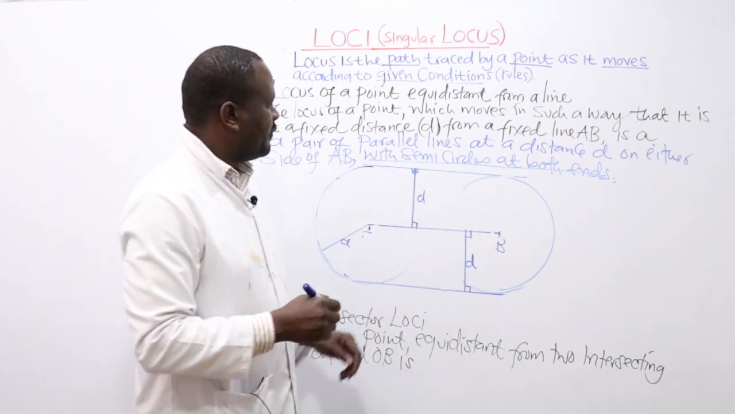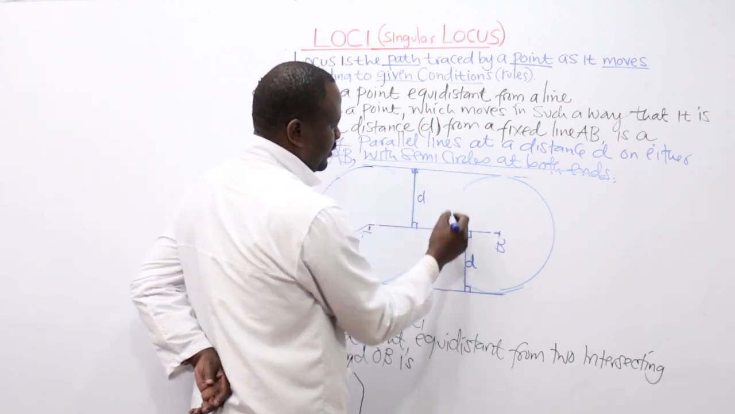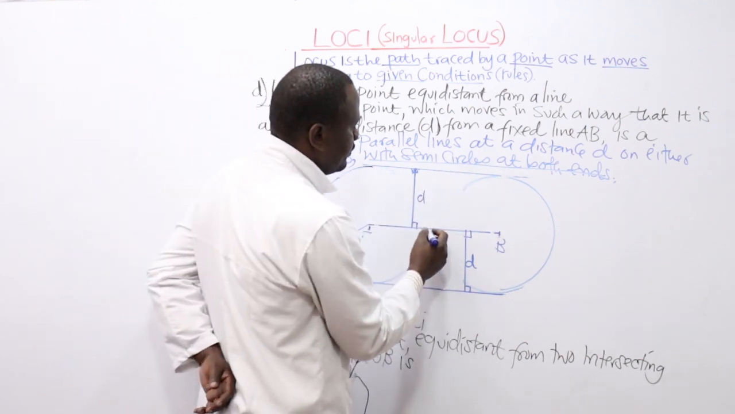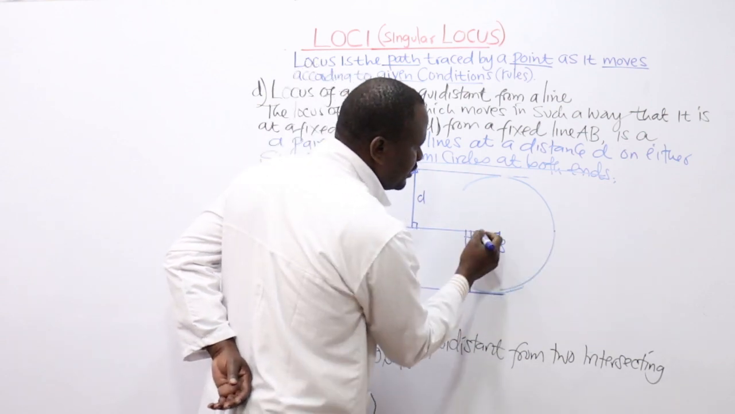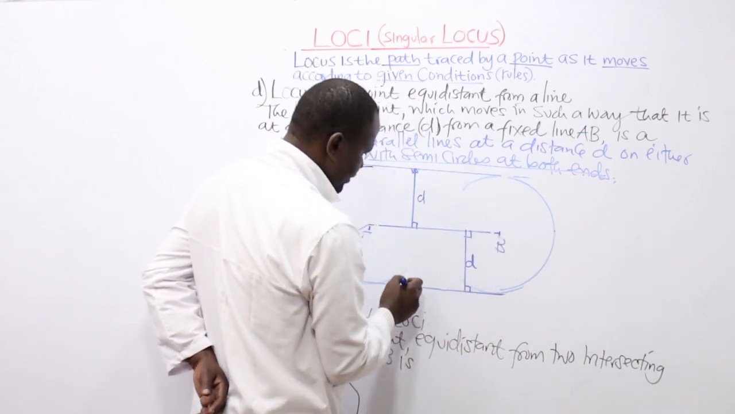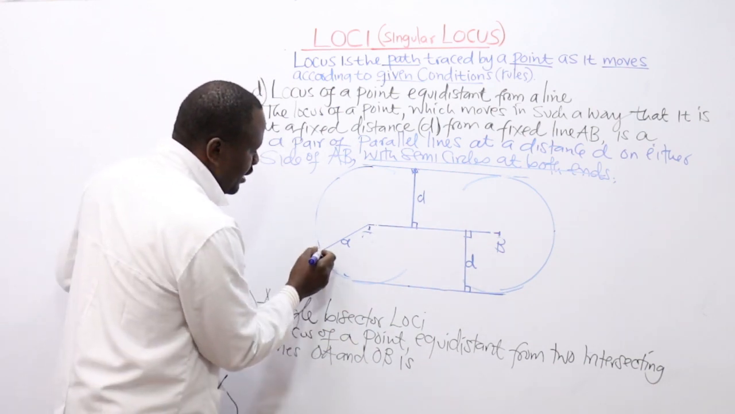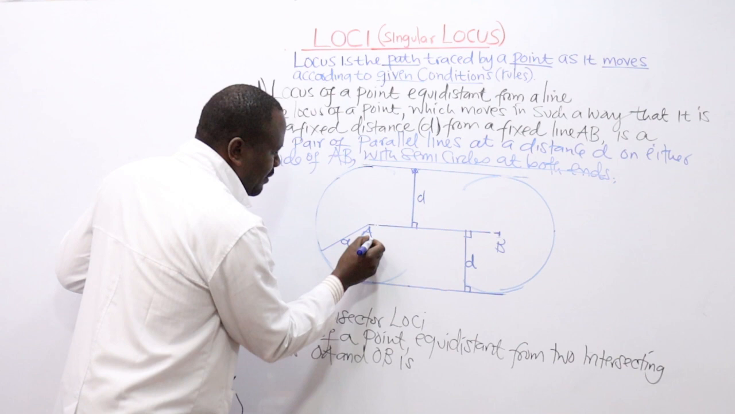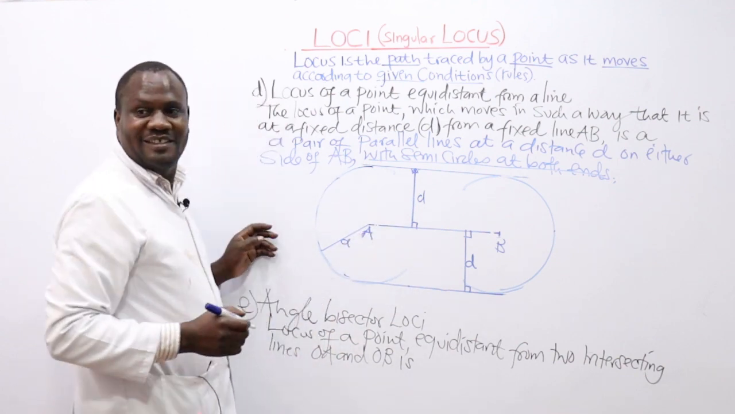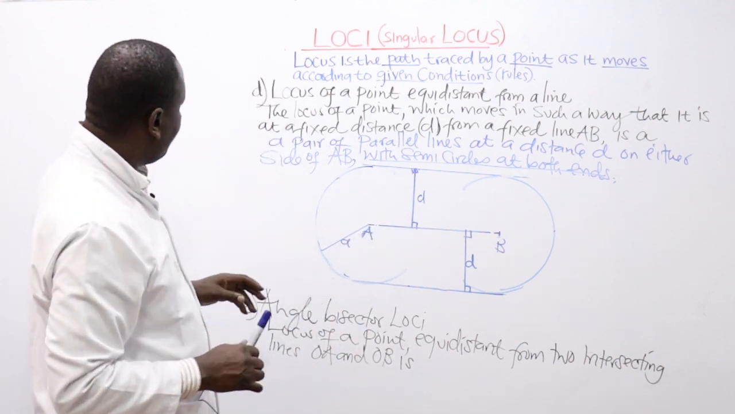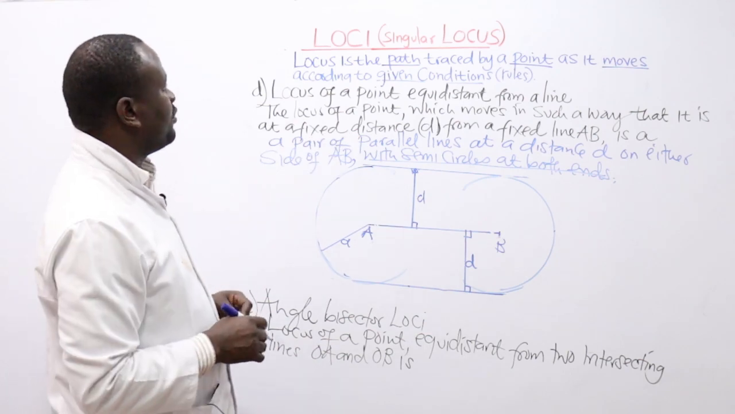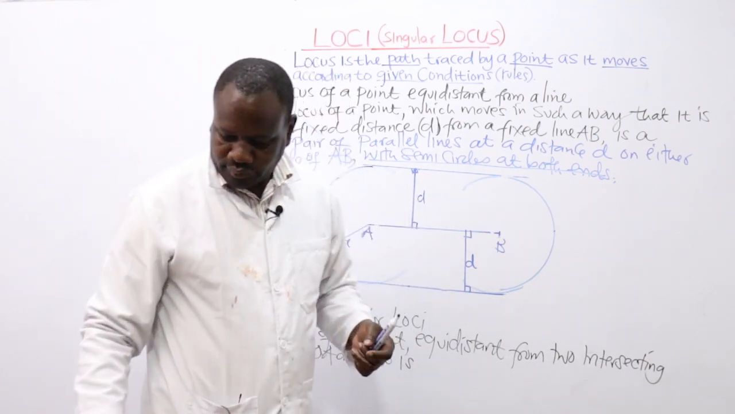So this point, if it is here, it will always be the same distance. If it is here, the same distance. If it is here, the same perpendicular distance. If it is here, the same circular distance. So that is the locus of a point equidistant from a line.